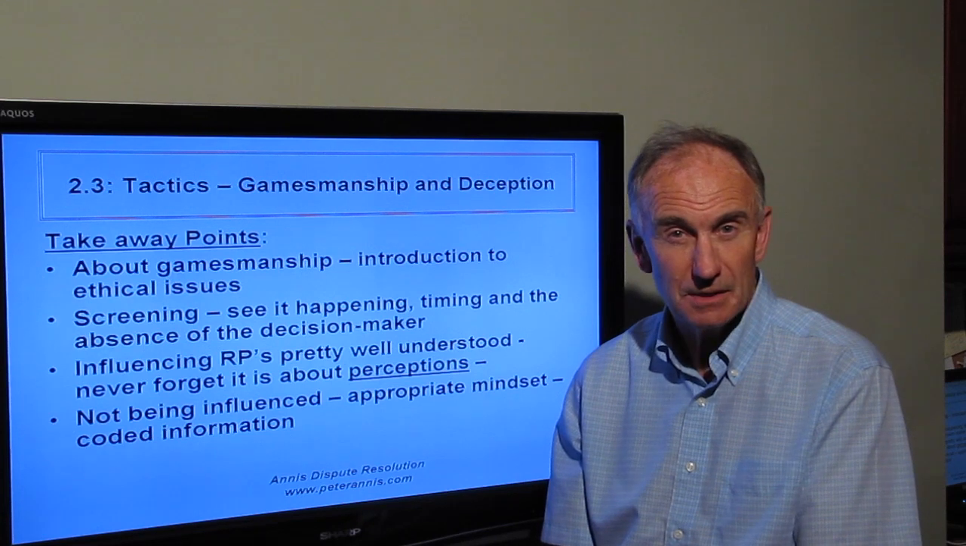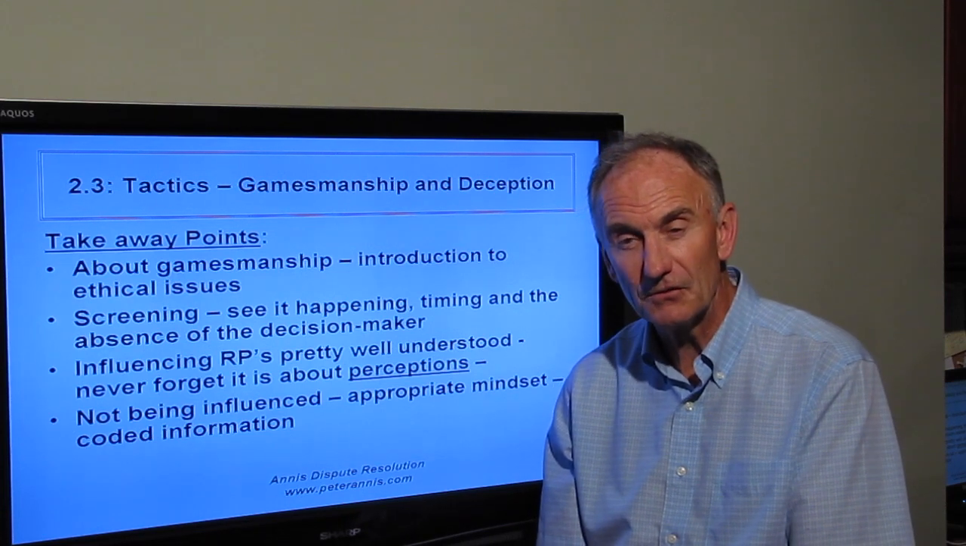From here we're going to go to the bargaining table, and we're going to walk through the bargaining process from beginning to end.